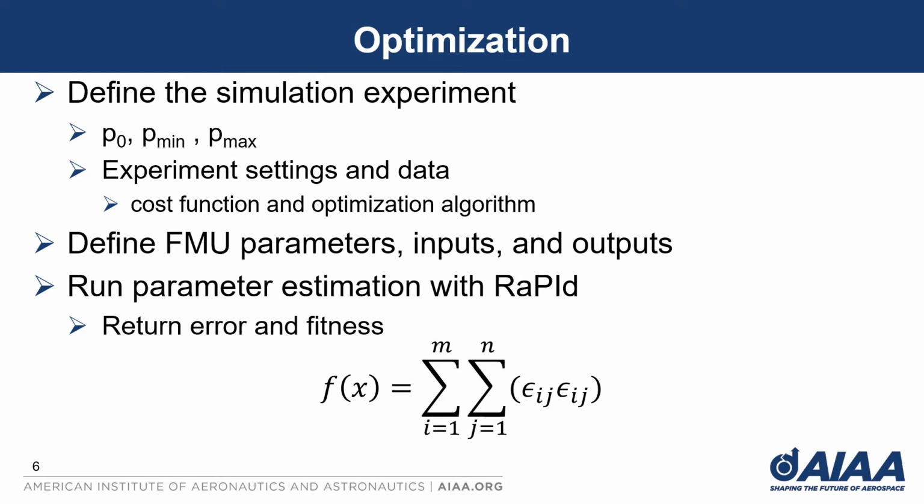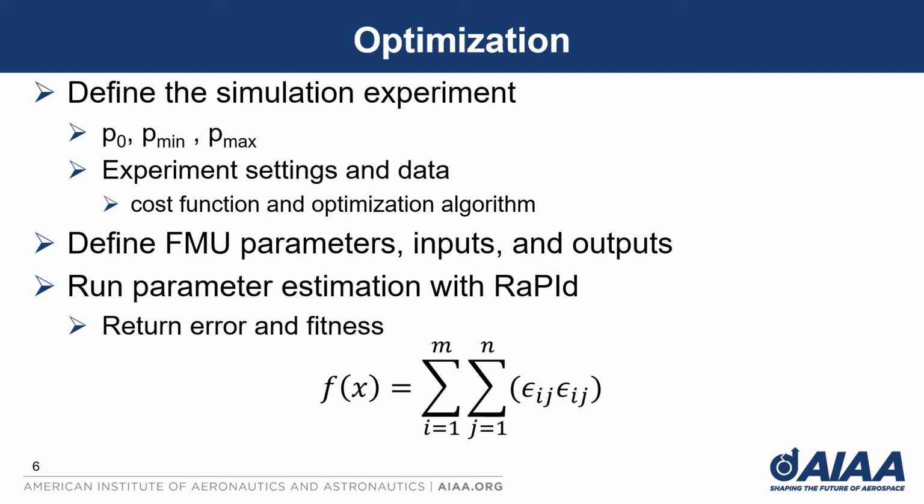This process begins by defining the simulation experiment. Vectors for initial parameter values, as well as lower and upper limits for these parameter values, are established by the user. Experiment settings, such as the path to the Simulink model in FMU, the cost function used to calculate error, a minimum error tolerance, an optimization algorithm, and a path to the measured reference data are also established by the user. Once all parameters, inputs, and outputs are defined, RaPId can begin its parameter optimization routine.